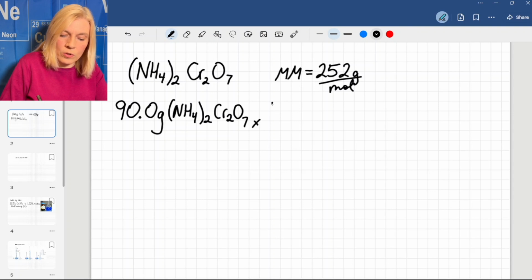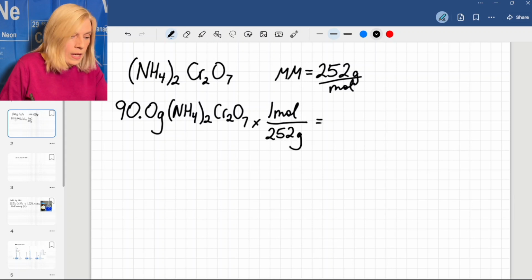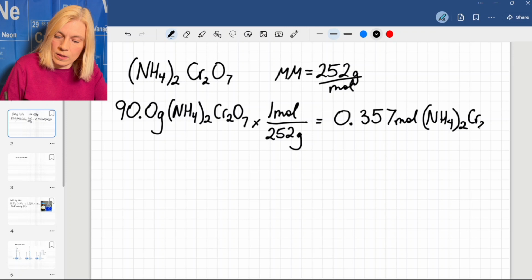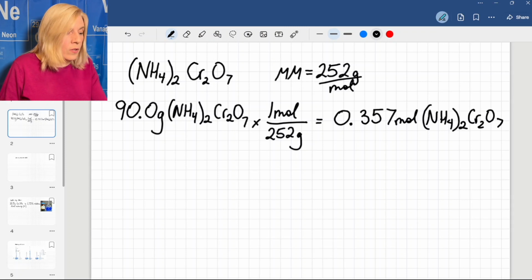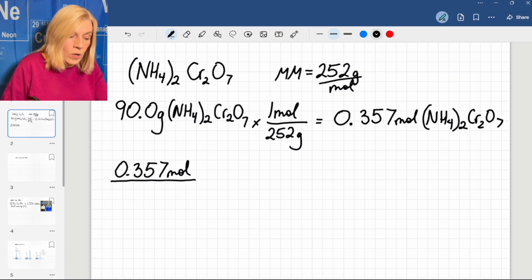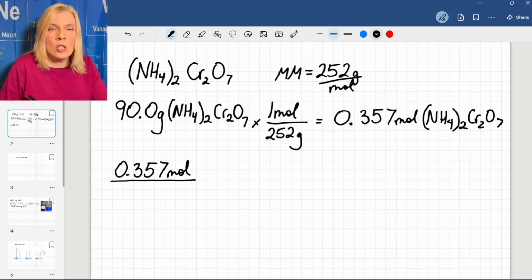Let's change it to moles. So I have 1 mole. It will be 252 grams, and that will give me 0.357 moles of ammonium dichromate, (NH4)2Cr2O7. And this many moles, 0.357 moles, are in 250 milliliters.